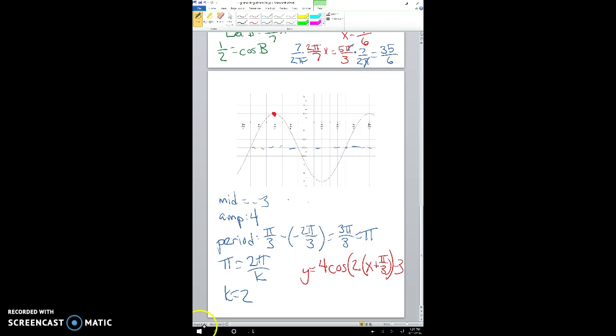There you go. I had to pause to write in the sine version of the same graph. Look, everything is the same. The amplitude is the same, k is the same. The only thing that changes is the horizontal shift.